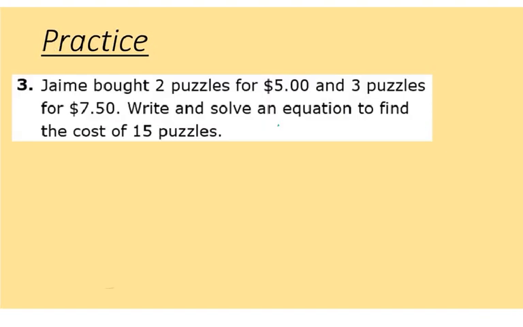Okay, now let's take a look at this practice problem 3. If you want to pause it and go ahead and try and solve it, that would be good. But I'm going to go ahead and work this out. This one's a little tougher. We're not given the table in this one. But let's read through it and see if we can figure this out. This says that Jamie bought 2 puzzles for $5 and 3 puzzles for $7.50. And I want you to write and solve an equation to find the cost of 15 puzzles.